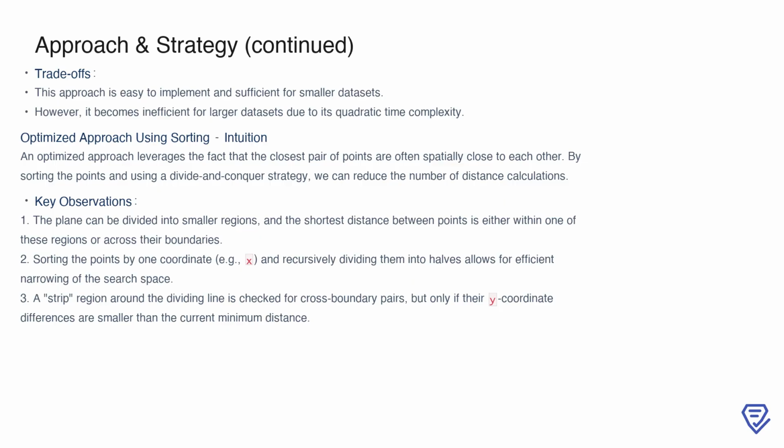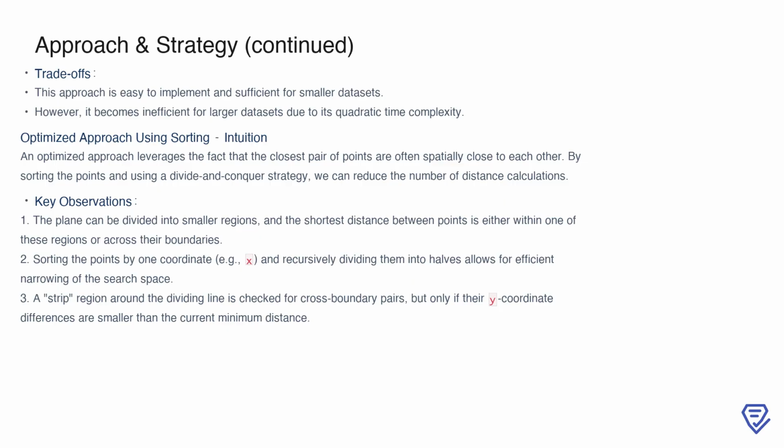A more efficient strategy involves sorting the points and using a divide-and-conquer approach. The key insight here is that the closest pair of points are likely to be spatially near each other, and we can leverage this property to reduce the number of comparisons. By dividing the plane into smaller regions and analyzing each region separately, we can efficiently narrow down the search space.